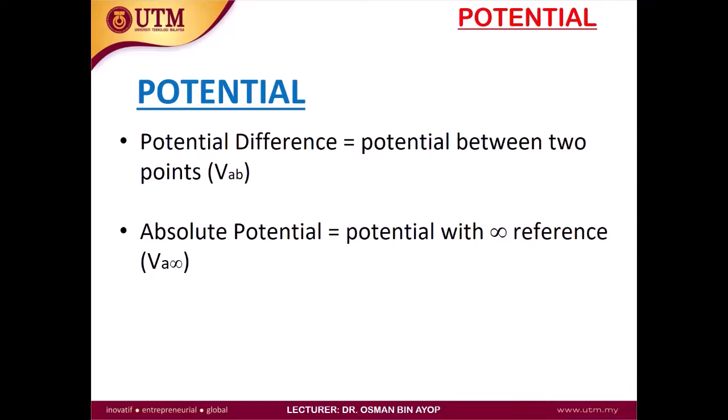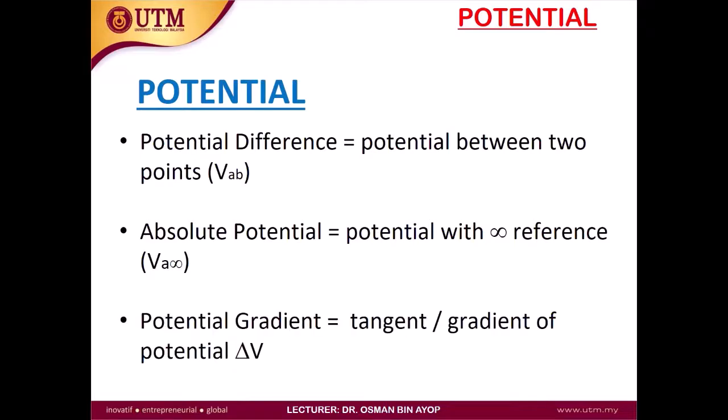Next, we have absolute potential. By definition, the absolute potential is a potential with infinity as your reference, or we can write it as V_A∞ or only V_A. And next we have the potential gradient. Potential gradient is the tangent or gradient of potential, which is ΔV. From the potential gradient, we will later see how we can relate the potential with the electric field intensity.